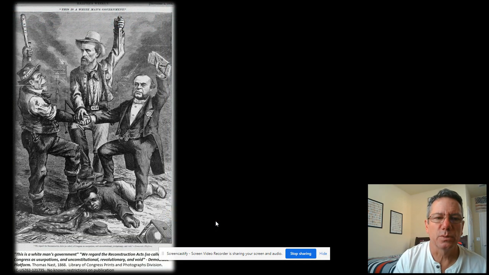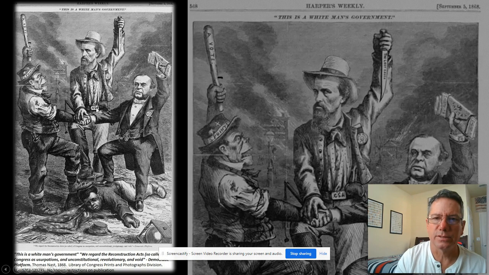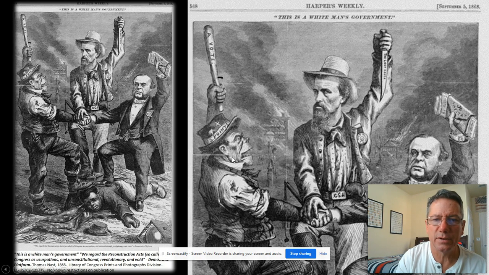Way to remember it. So now we have this political cartoon that shows these elements of what's happening. You have an Irishman from the north. They always look like an albino monkey.